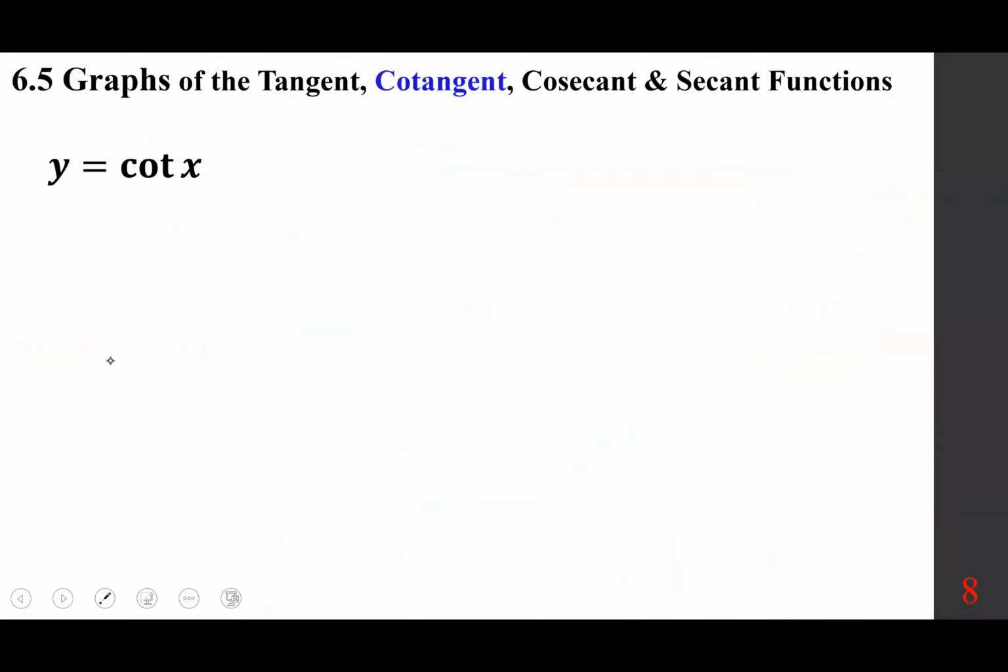What about cotangent x? And we do the same thing. Again, we pick up a few easy points, such as pi over 6. Cotangent is square root of 3. Pi over 4 is 1. Pi over 3 is square root of 3 over 3. Pi over 2 is 0. Okay. 2 pi over 3 is negative square root of 3 over 3. 3 pi over 4 is the same as pi over 4, but negative, so negative 1. And 5 pi over 6, the same as pi over 6, but negative, so minus square root of 3.